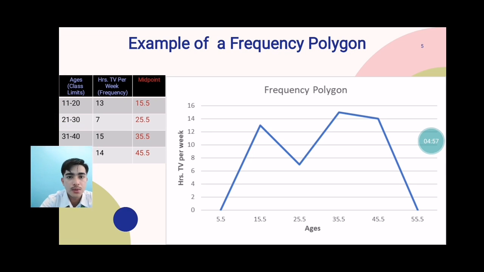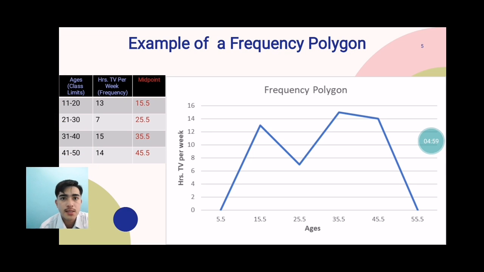For example, here we have the class limits, or the ages: 11 to 20, 21 to 30, 31 to 40, 41 to 50. And you have the frequency, which can also be labeled as hours of TV per week. But in a frequency polygon, we have to get the midpoint. To get the midpoint, you simply add the lower limit and the upper limit and divide it by 2.